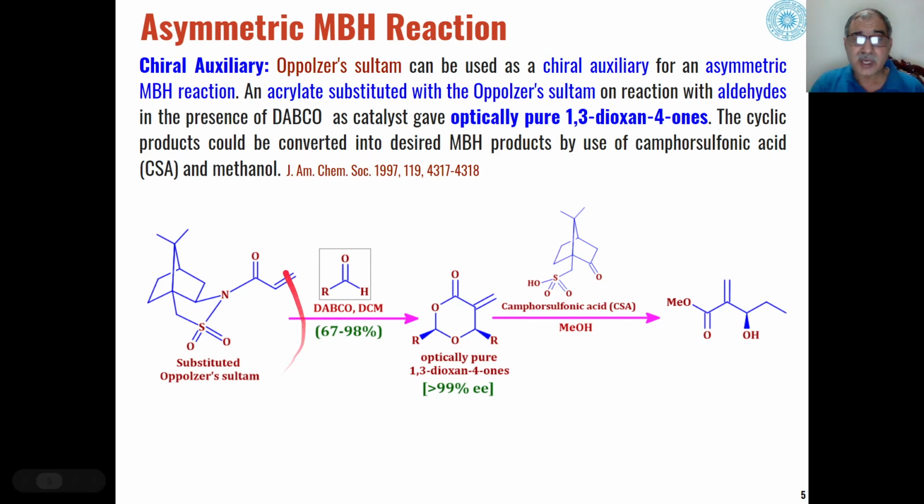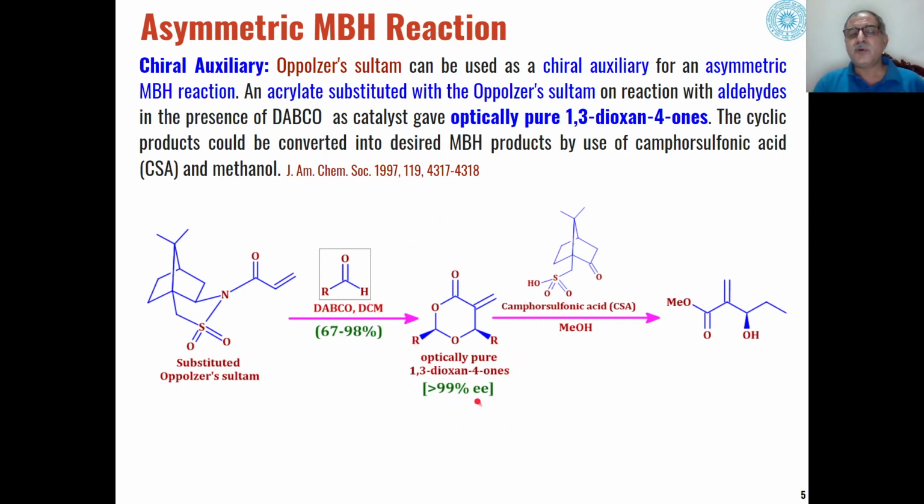For example, if we are using substituted Oppolzer sultam, when this is reacted with aldehydes, this Oppolzer sultam is a chiral auxiliary, and this can lead to the formation of asymmetric products. So when this Oppolzer sultam is reacted with aldehydes in presence of DABCO as catalyst in dichloromethane as solvent, this part will react with the aldehyde. This will act as the alkene part, this will act as the carbonyl part in the MBH reaction.